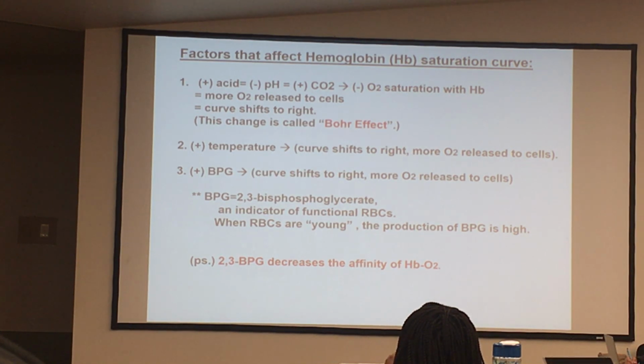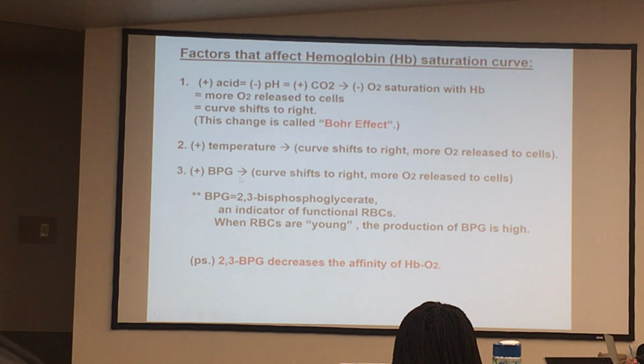That means hemoglobin releases more oxygen and holds less. The second thing to think about is increased body temperature. Just think about fever. When we have a fever, our tissue needs more oxygen, so the curve shifts to the right, and that means more oxygen is released to the tissue or cell. That's two major factors. And the third one is a compound called BPG.